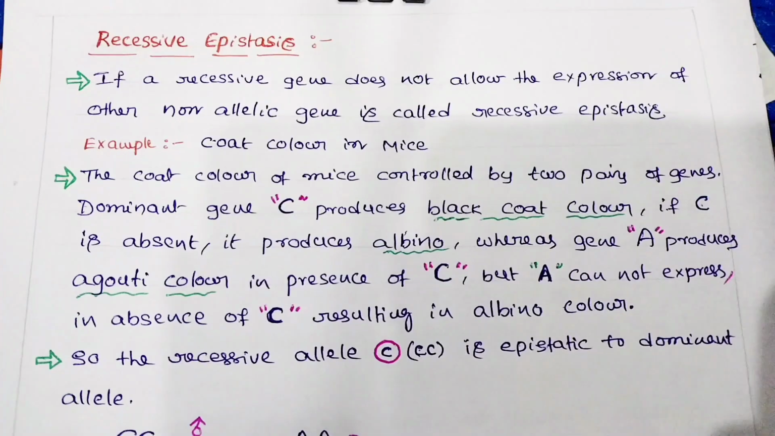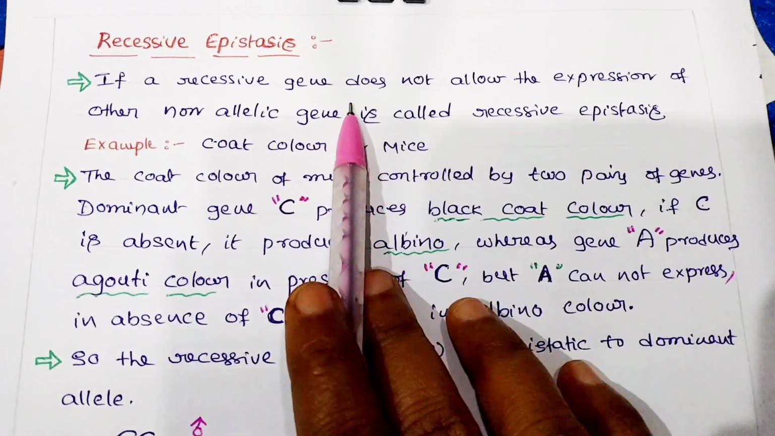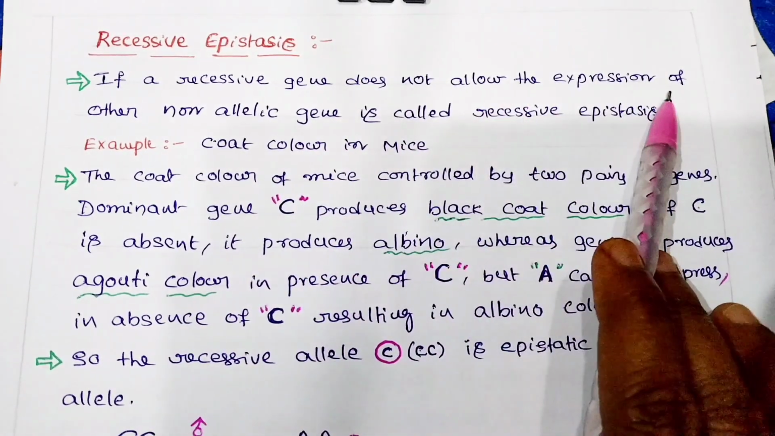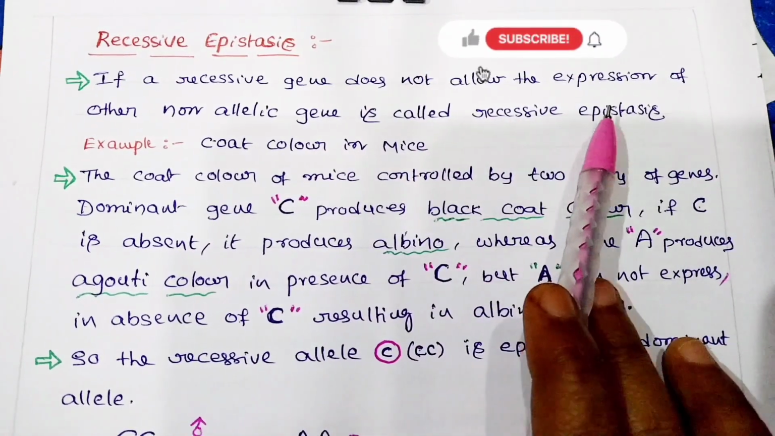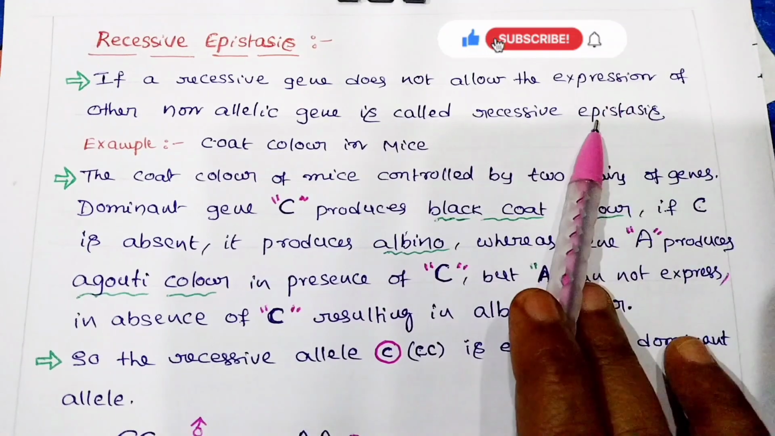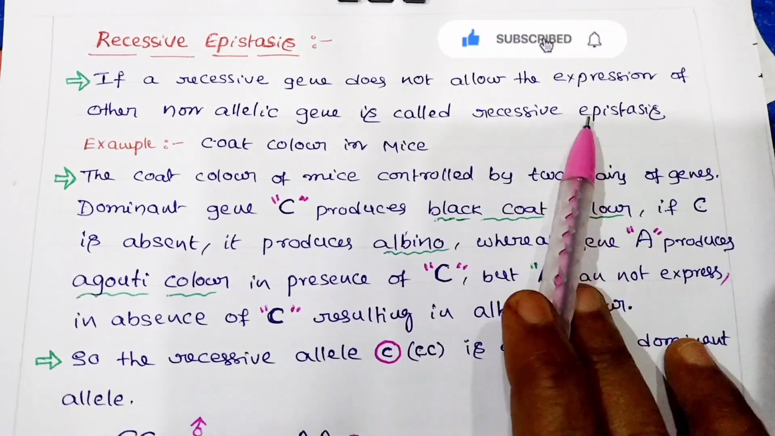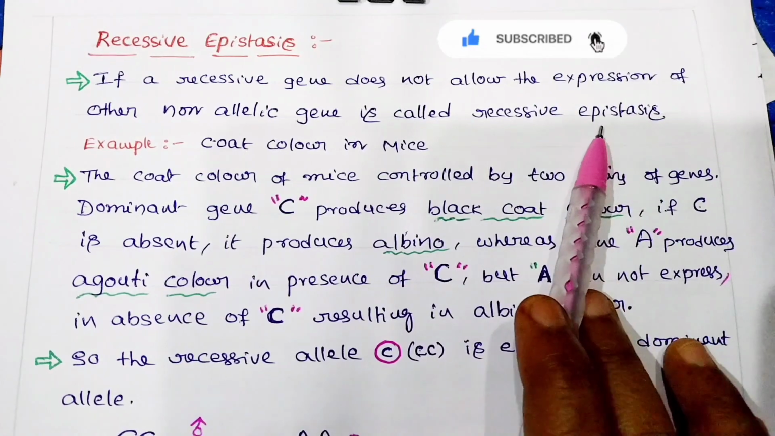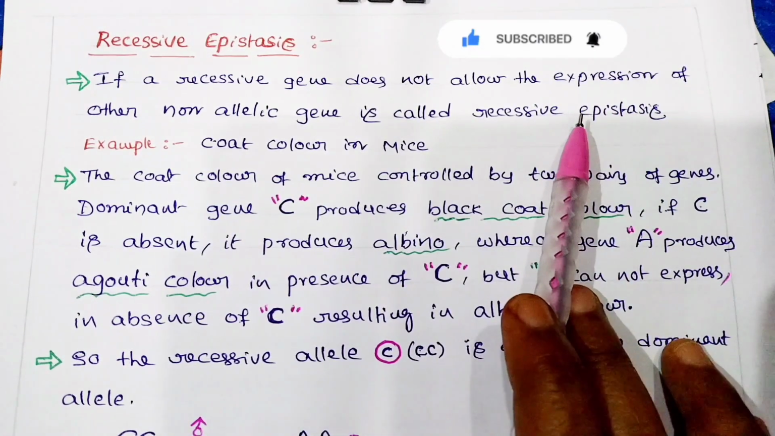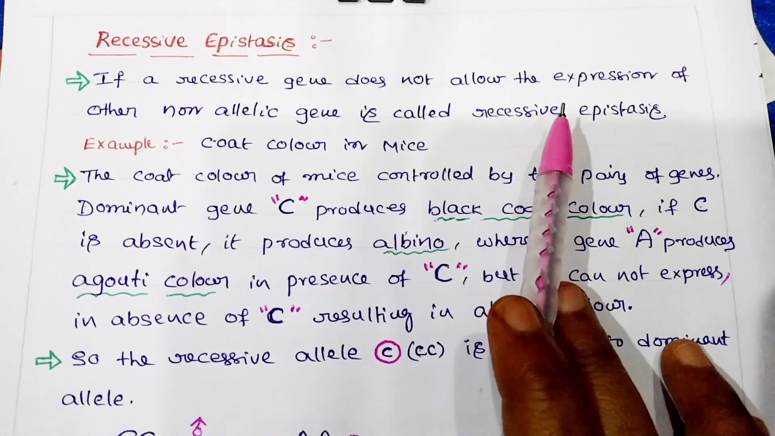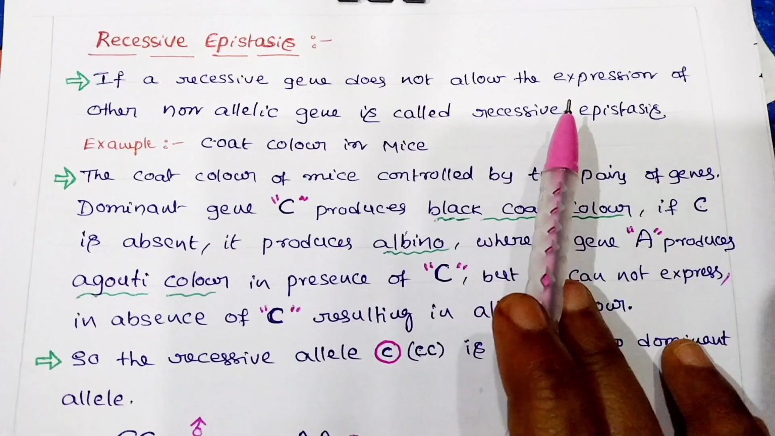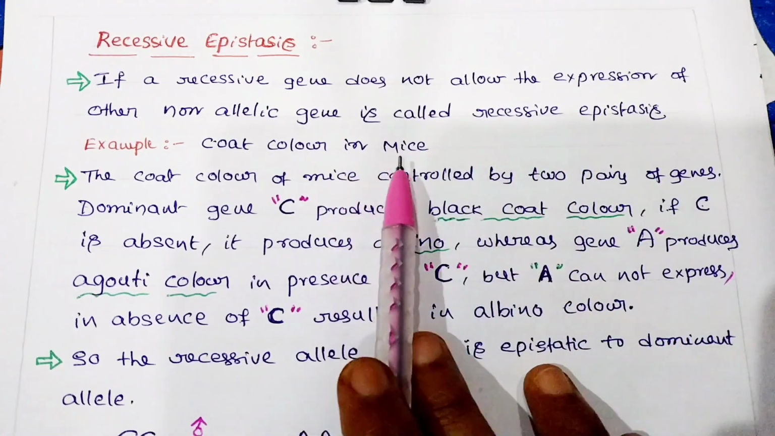Let's see the next type of interaction, recessive epistasis. If a recessive gene does not allow the expression of another non-allelic gene, it is called recessive epistasis. So if a recessive gene suppresses, masks or hides the expression of another gene, that epistasis is recessive epistasis. Here, coat color in mice is the example.